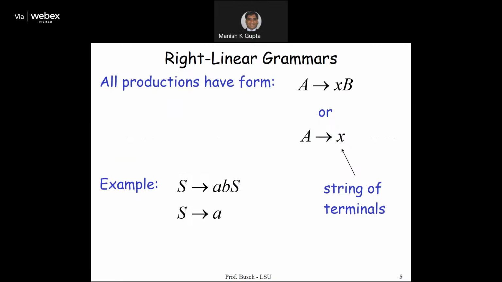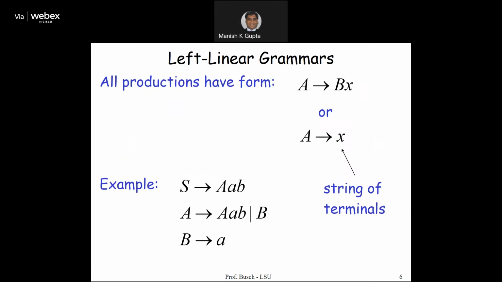Now we can talk about right linear grammar and left linear grammar. If all productions have the form A going to xB, or A going to x, where x is a string of terminals, this is a right linear grammar, because the variable is on the right. And this is a left linear grammar. So linear grammar means there is only one variable on the right-hand side, and depending upon its position, it is left or right. It's a very simple thing.